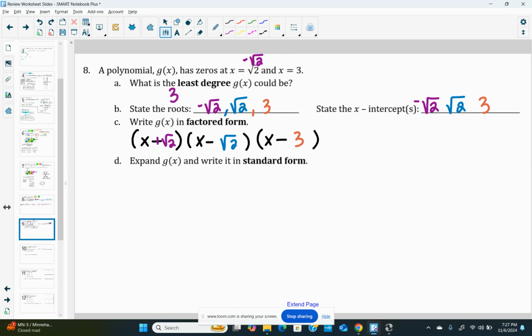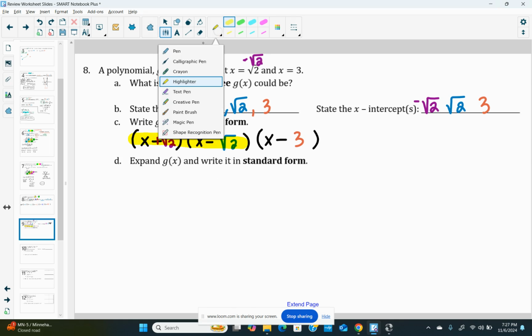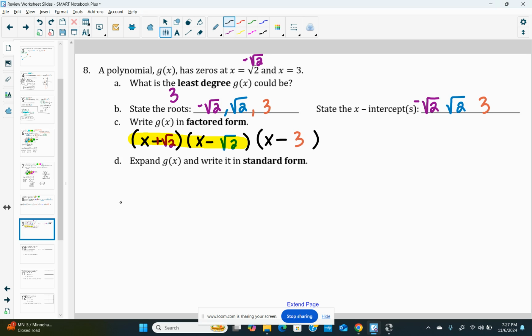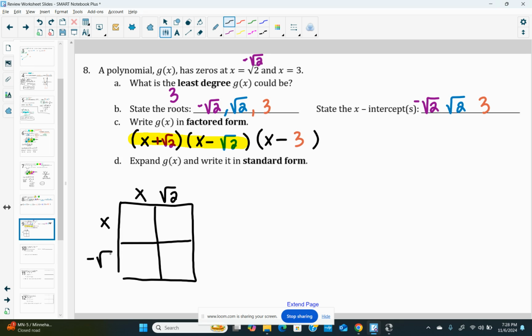Now this one wants us to expand it and write it in standard form. This means we're going to have to multiply it. So anytime you have conjugates, I would multiply those together first because you're going to have numbers cancel out. So I would start by multiplying these ones. So we have x plus square root 2 and x minus square root 2. So x times x is x squared. x times square root 2 is just square root 2x.